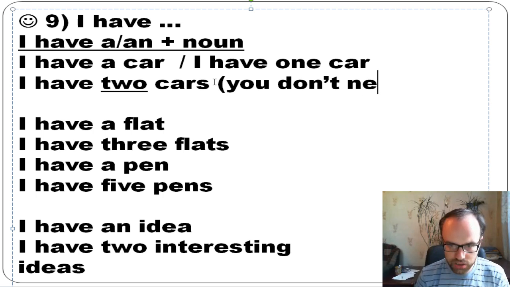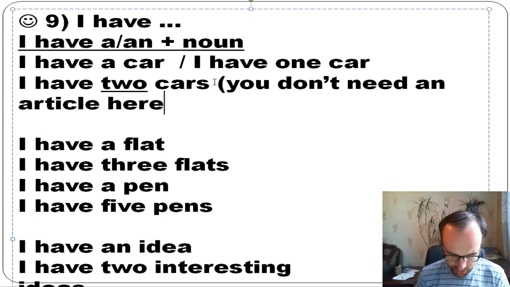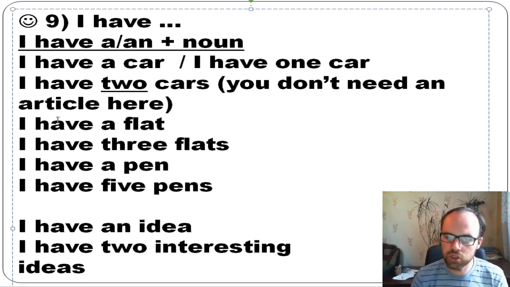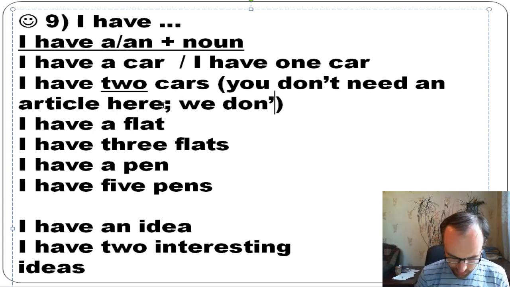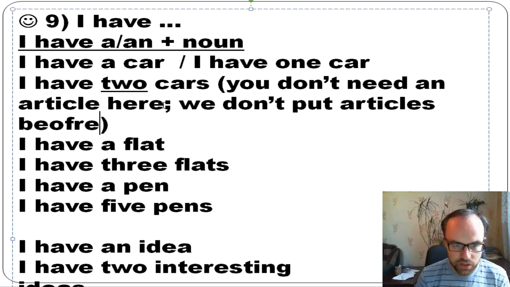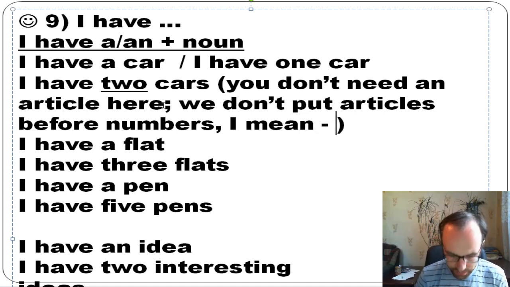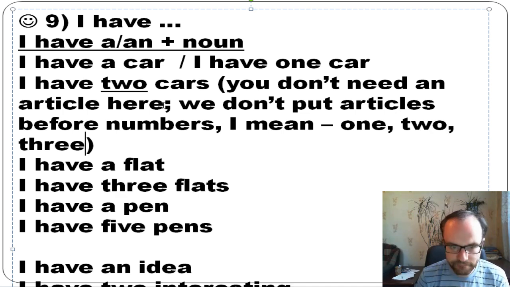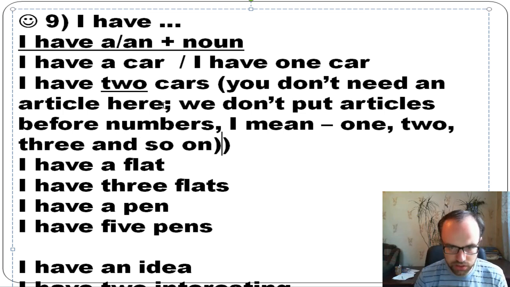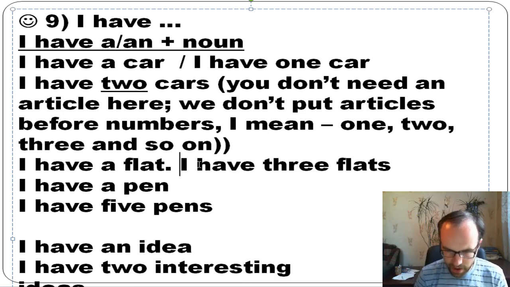So you don't need an article here. We don't put articles before numbers. I mean, oh, sorry, I'm really sorry. I mean 1, 2, 3, and so on, okay? So, very good.